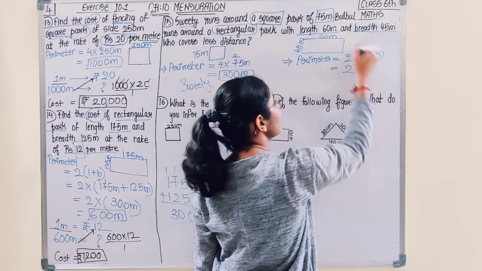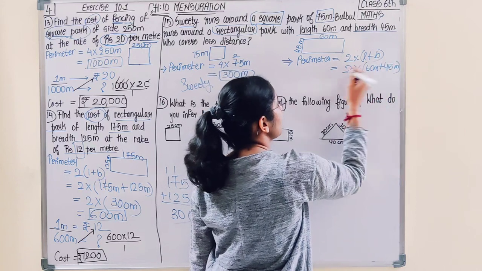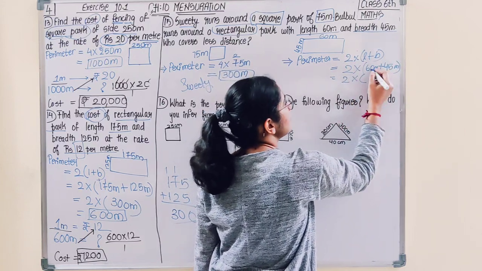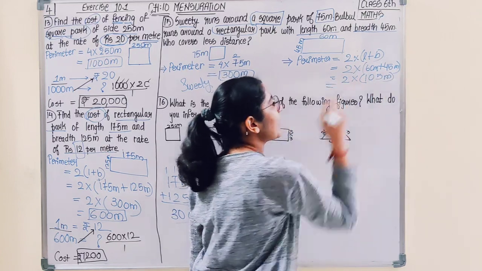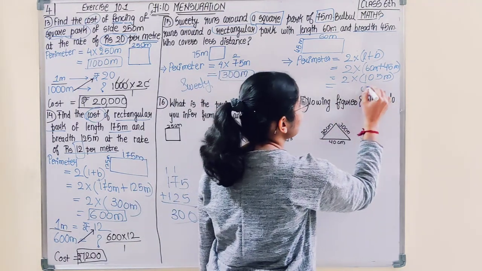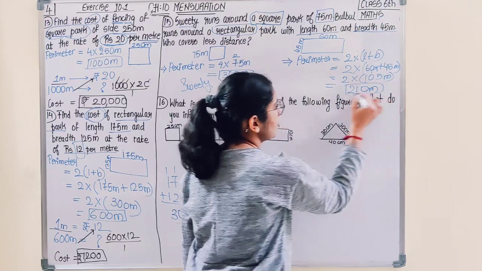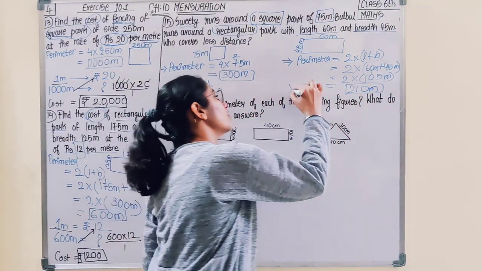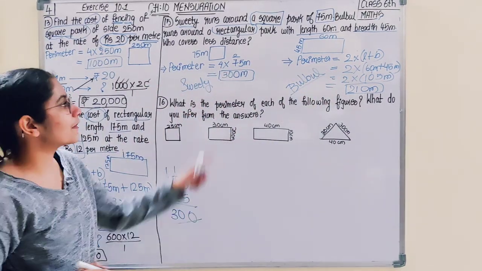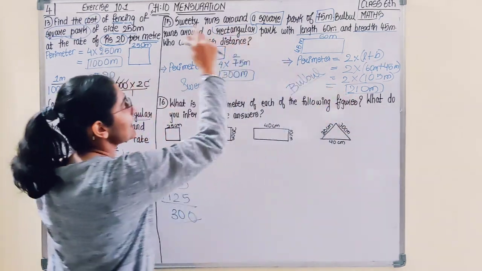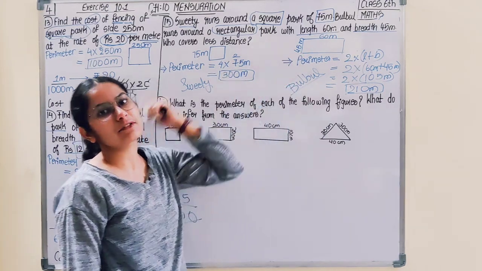And 2 into what is the length? 60 meter plus breadth 45 meter. So that is 2 into 105 meter: 0 plus 5, 5, 6 plus 4, 10, 105. 2 multiplied by 105: 2 5s are 10, 2 0s are 0, 2 1s are 2, so 210 meter. This is the distance covered by Bulbul. So who covered less distance? Obviously, Bulbul covered less distance. Easy. You just have to calculate the perimeter and then compare.